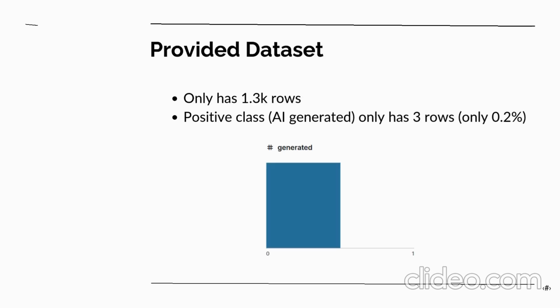Here's the dataset provided in the competition, which contains only 1,300 rows. And as you can see, the positive class is only a very small proportion here, only 3 rows, which is only around 0.2%.